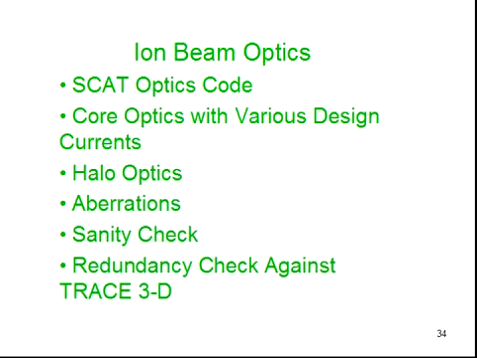Next, we'll start to take a look at the ion beam optics. We'll cover the SCAT ion optics code, look at the core optics with various design currents, then take a look at halo optics, aberrations, and do a sanity check of the beam optics. Lastly, we'll do a redundancy check against a second ion optics code, Trace 3D.